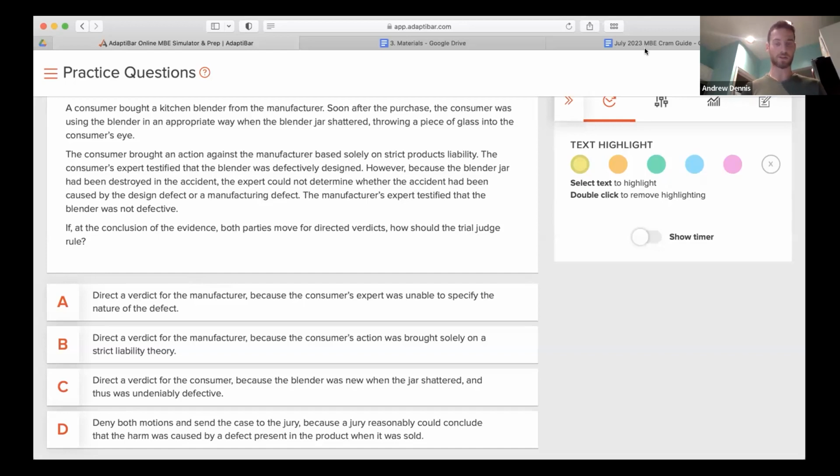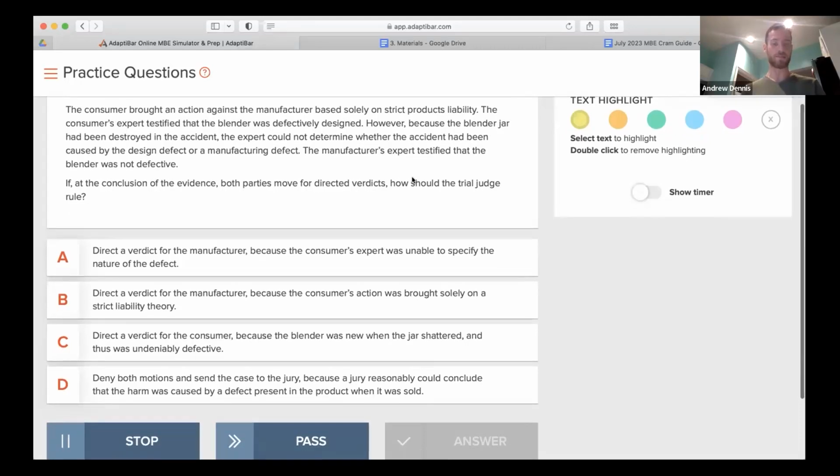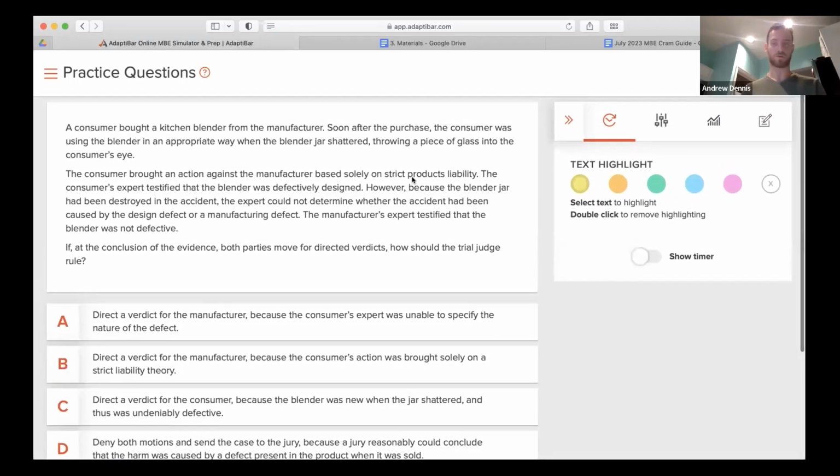Direct a verdict for the manufacturer because the consumer's expert was unable to specify the nature of the defect. Direct a verdict for the manufacturer because the consumer's action was brought solely on strict liability theory. Direct a verdict for the consumer because the blender was new when the jar shattered and thus was undeniably defective. Deny both motions and send the case to the jury because the jury reasonably can conclude that the harm was caused by a defect present in the product when it was sold.